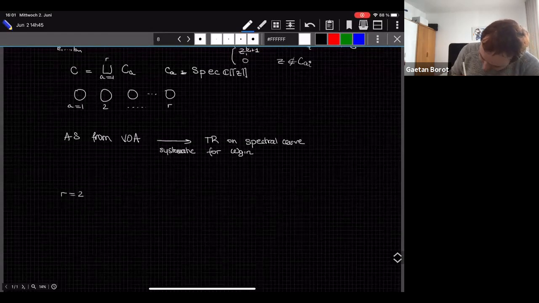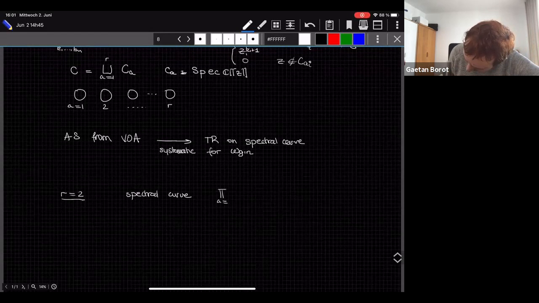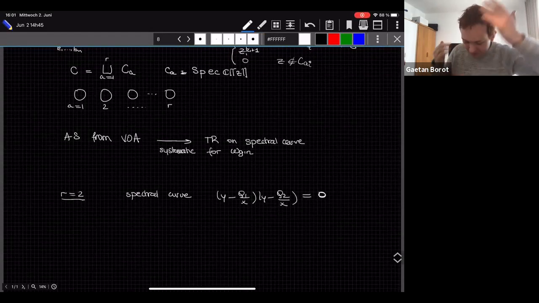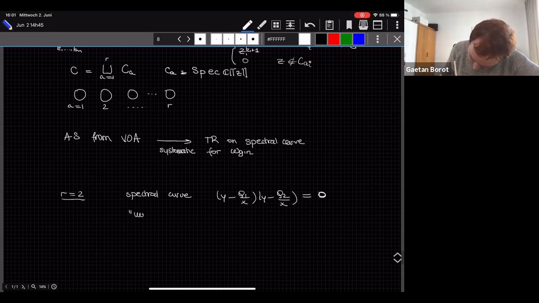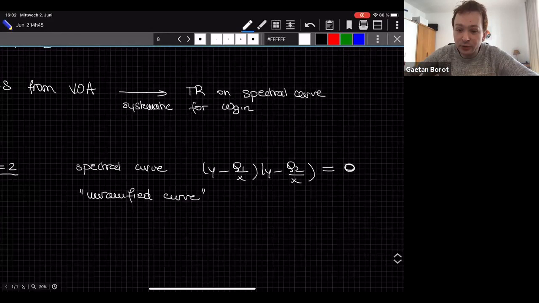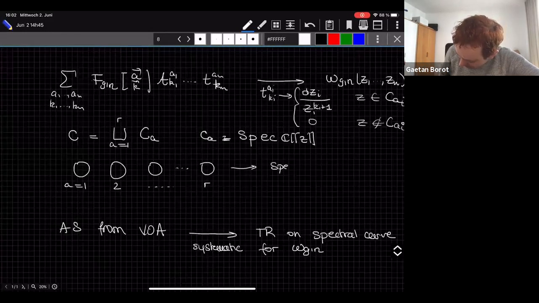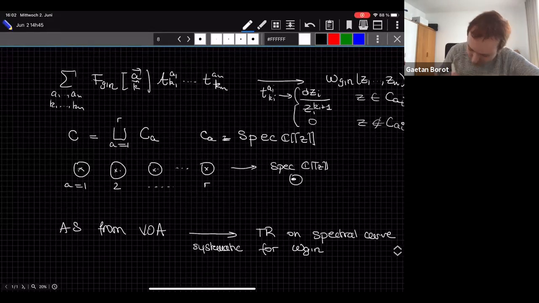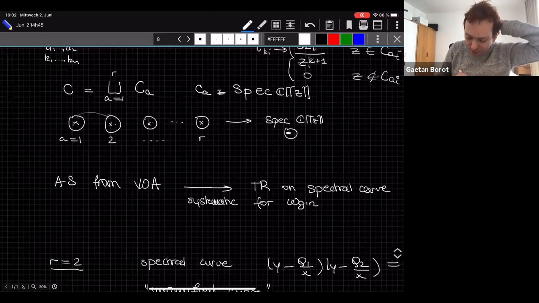So let's just do that for R equal 2. Then the spectral curve that you find is (y minus q1 over x)(y minus q2 over x) equals 0. If you have general R, you have many factors. You may notice it's an unramified curve, which is something unusual in topological recursion. But if you look at the topological recursion formula, it actually still makes sense. You don't have any more local involution, but you have a projection from here to the disk, which forgets in which disk it was. And above each point you have a fiber.